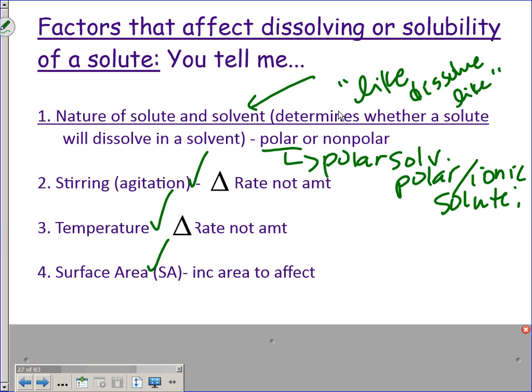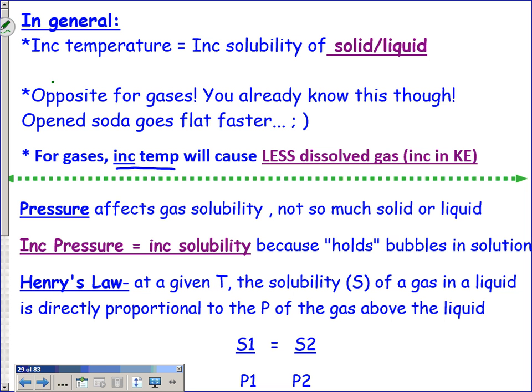Just FYI. Yeah. Does pressure affect how fast it dissolves? Pressure is going to be related to how much stays dissolved, not how fast it dissolves. Okay. So we're going to talk about that in just a second, okay? So the pressure that you just spoke of is really related to gases, Nick.